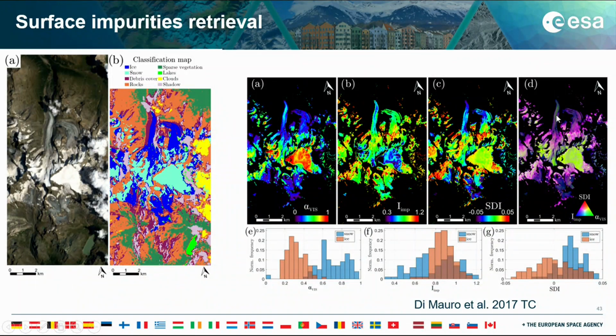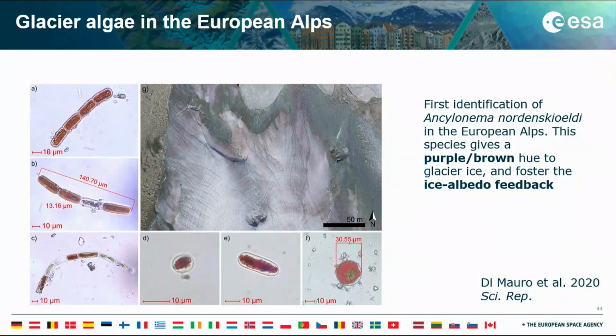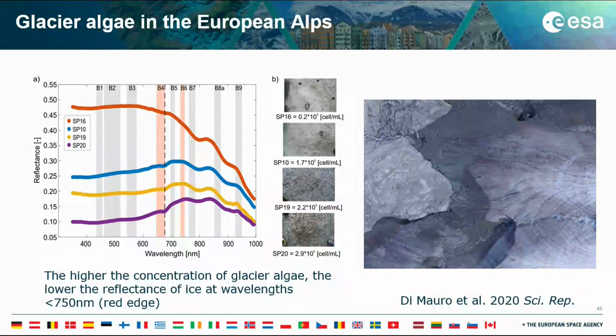So there are some yellow hues also here. We went deeper to understand what is causing the darkening of the Morteratsch Glacier in particular, and we found out that the ice was getting purple in some years. We took some samples and analyzed them, and we measured the spectral reflectance of the surface, and we found out that the higher the concentration of glacier algae, the lower the reflectance of ice.